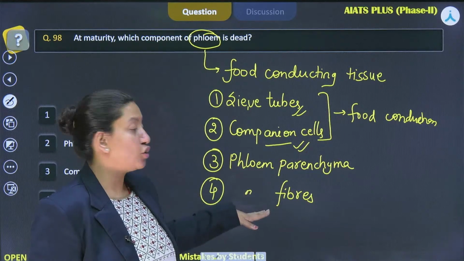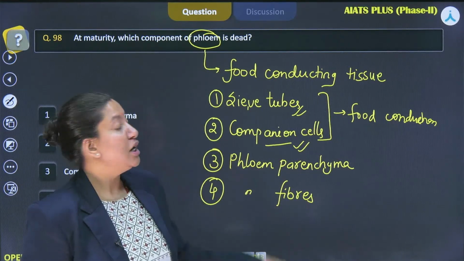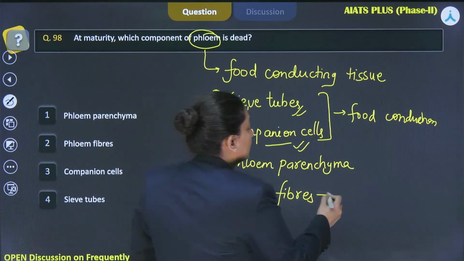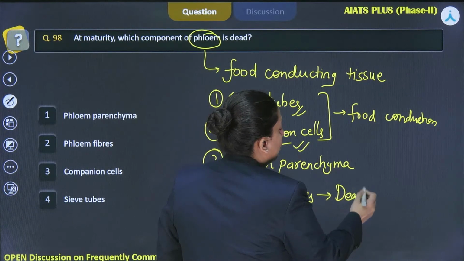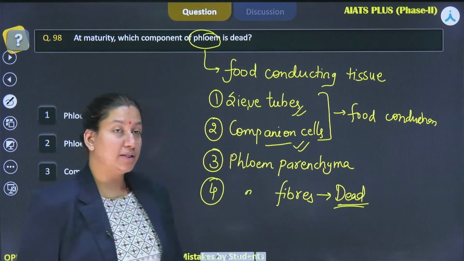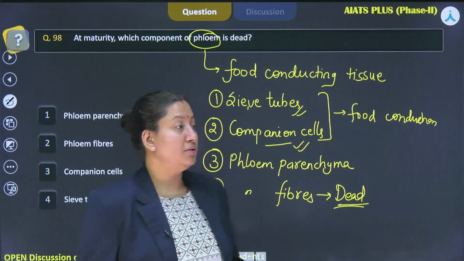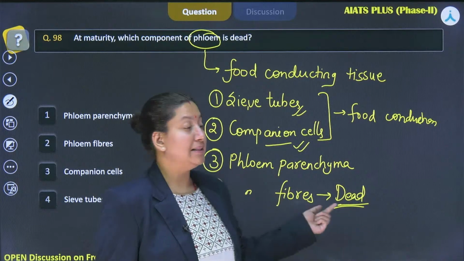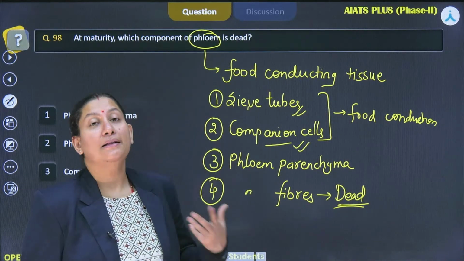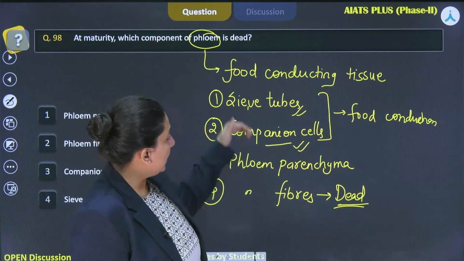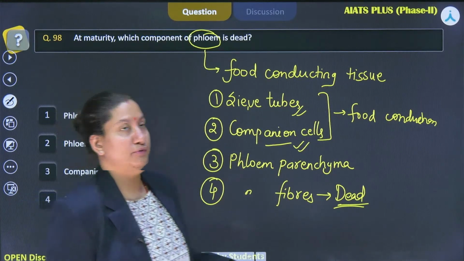And then the last structure, which is phloem fibers, right? So these are the only ones that are the dead components at maturity. So these dead fibers, why? Because they are sclerenchymatous in nature, that is why we can consider them as dead, and these are the only component of phloem that are dead. All else are the living components of phloem.